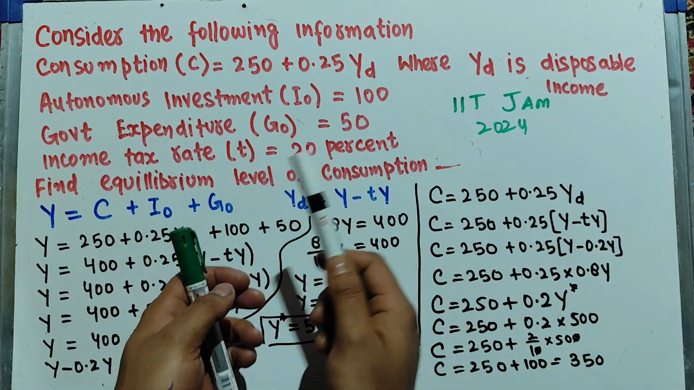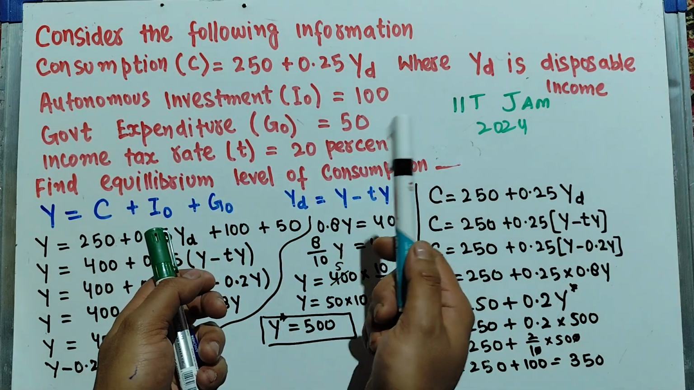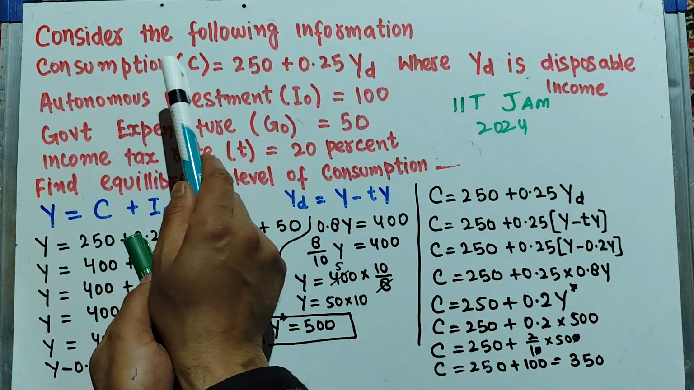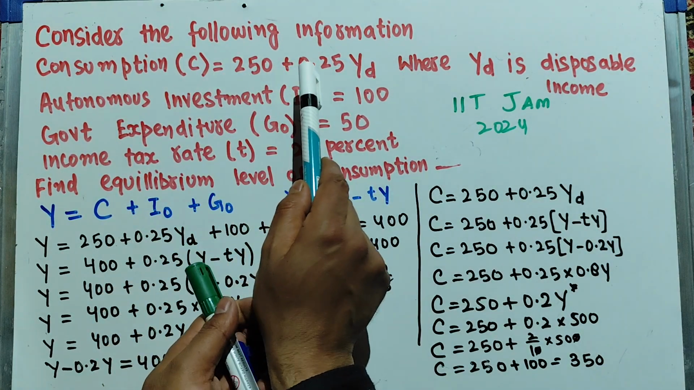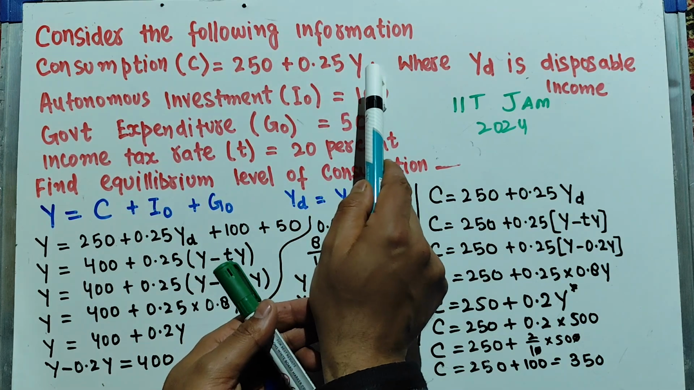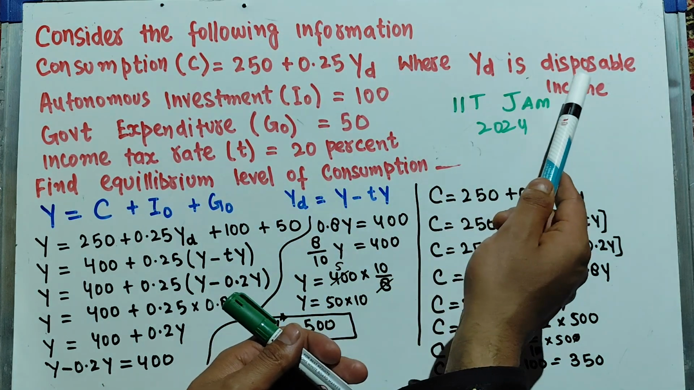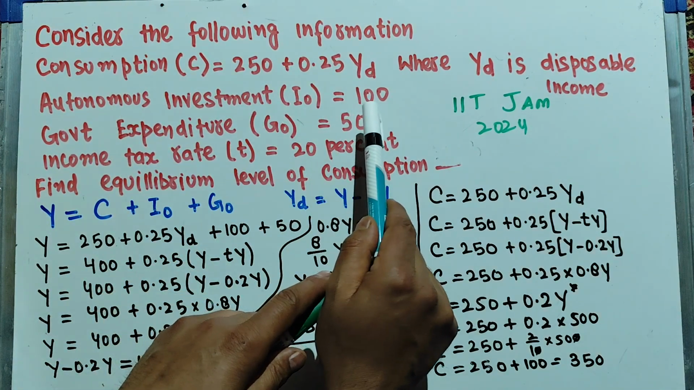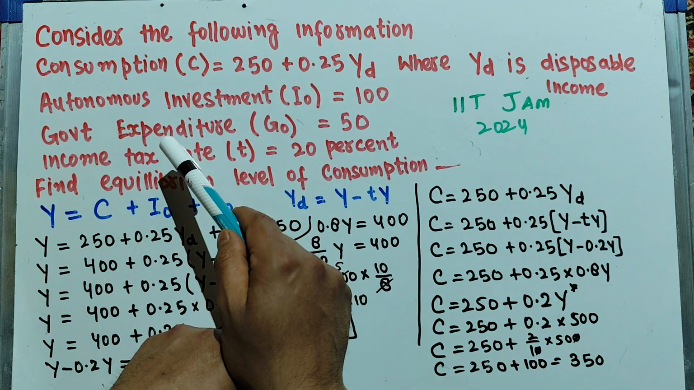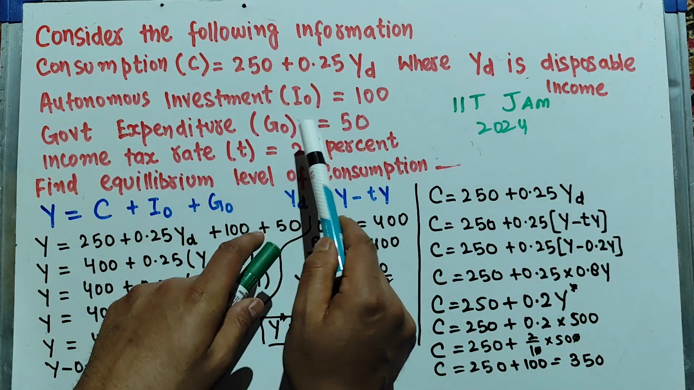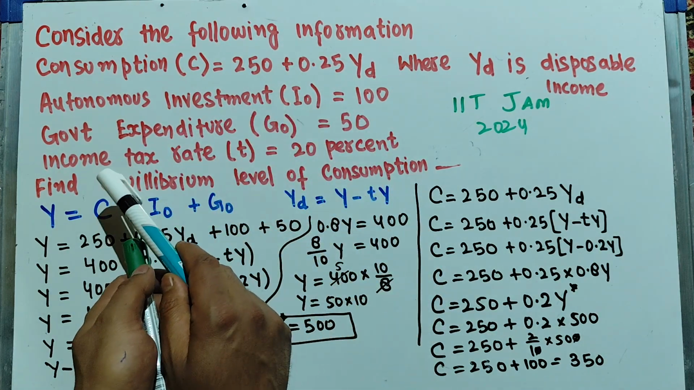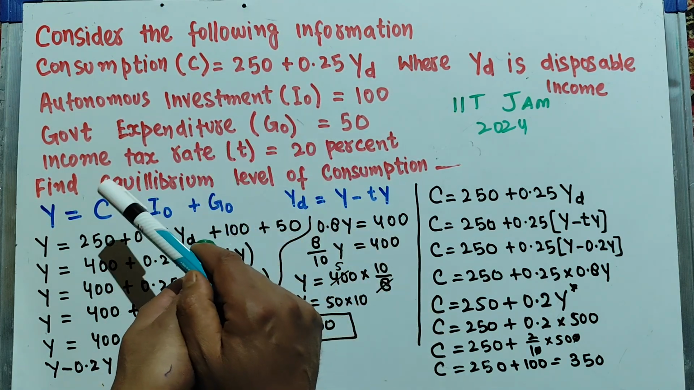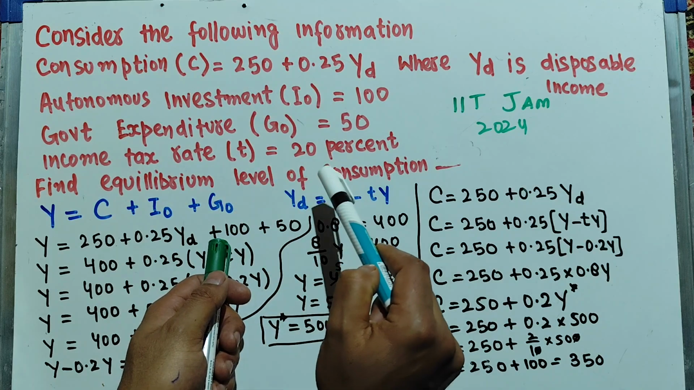Let us solve a question on how to find out the equilibrium level of consumption. The question is, consider the following information. Consumption, that is C, is equal to 250 plus 0.25 Y subscript D, where Y subscript D denotes the disposable income. Autonomous investment, that is I naught, is equal to 100, and government spending, which is autonomous here also, is equal to 50. Also income tax rate, that is small t, is given as 20%. We are supposed to find out the equilibrium level of consumption.